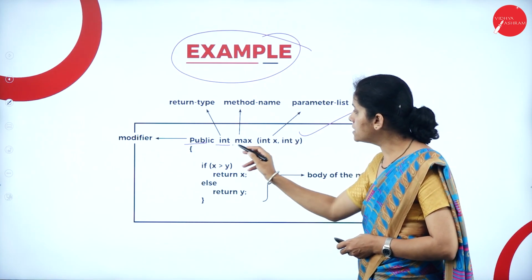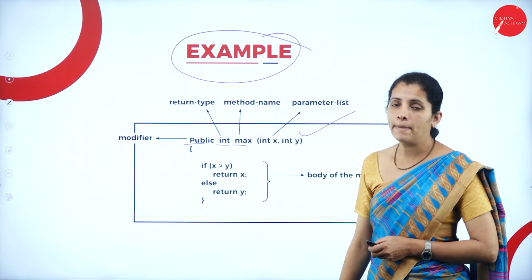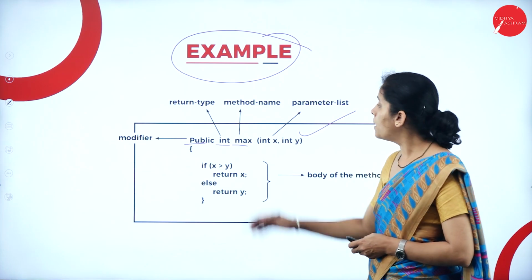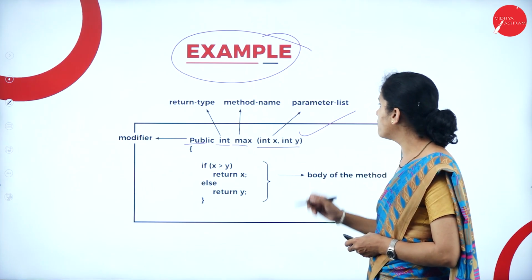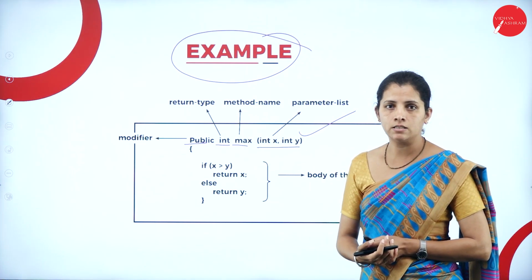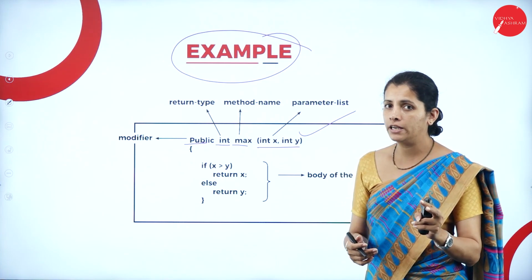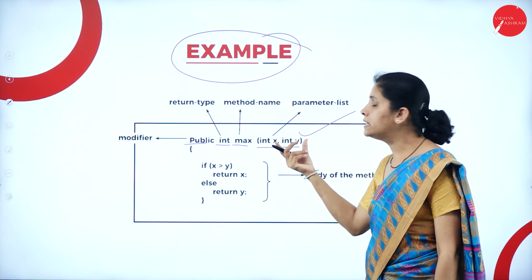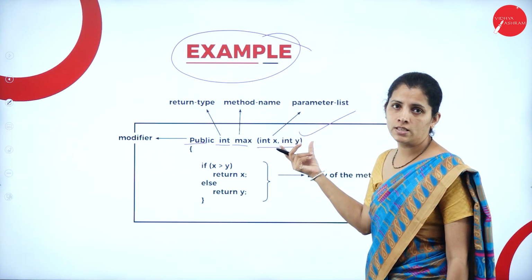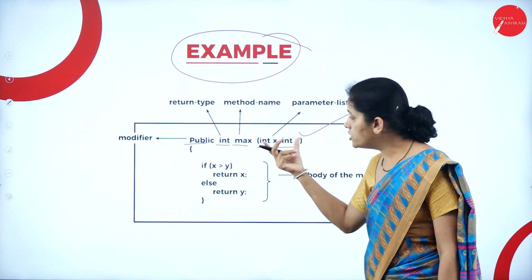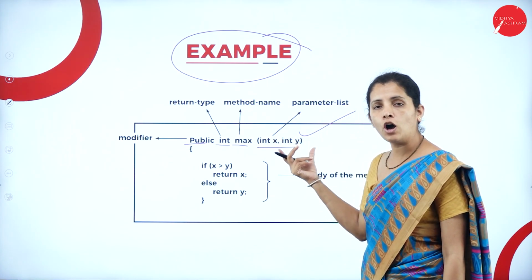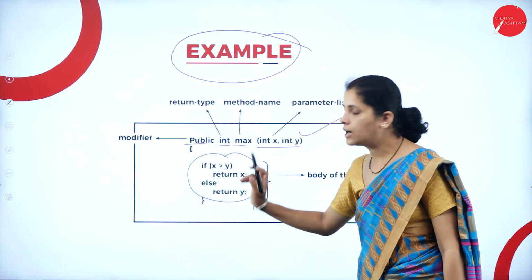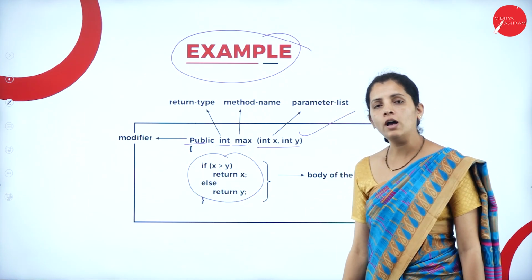Then what is my next field? That is nothing but the method name. And what is my method name here? It is nothing but max. And I am going to have the parameter list. Here I have two parameters, x and y. Now this parameter list is optional. That means a function may have parameters or may not.